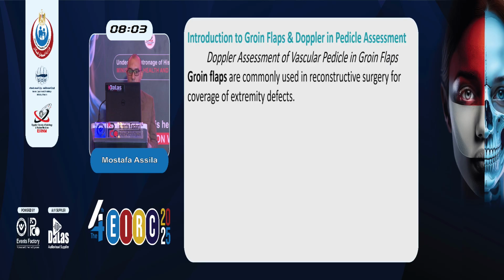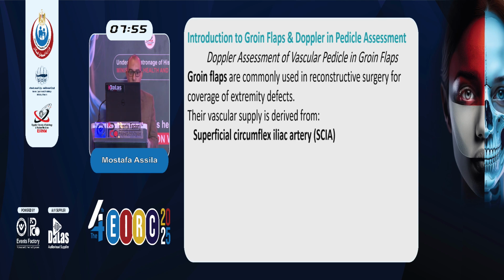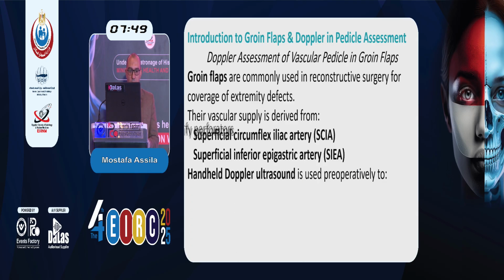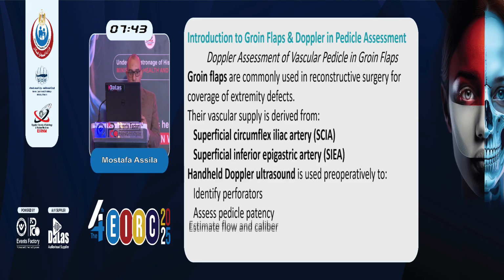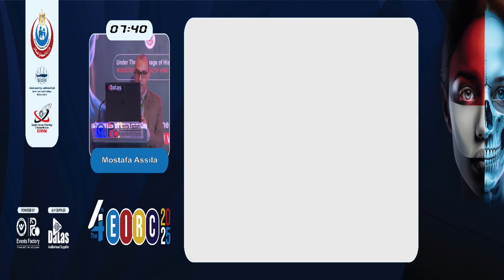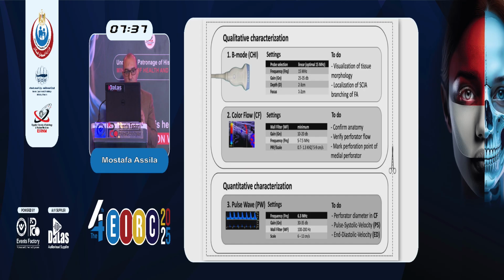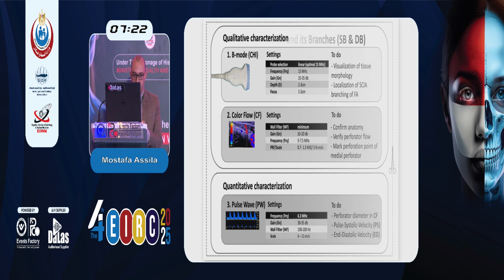Doppler assessment of the vascular pedicle: groin flaps are commonly used in reconstructive surgery for coverage of extremity defects. Their vascular supply is derived from the superficial circumflex iliac artery and the superficial inferior epigastric artery. Handheld Doppler ultrasound is used primarily to identify the perforators, to assess pedicle patency, and to estimate flow and caliber. Here is the schematic for the probe used for mapping, a superficial probe with a frequency from 7 to 11 megahertz. I'll show the scanning view and spectral flow of the vessels.